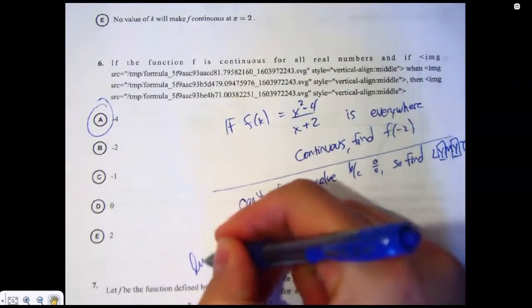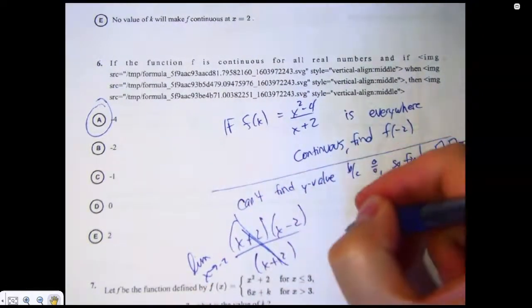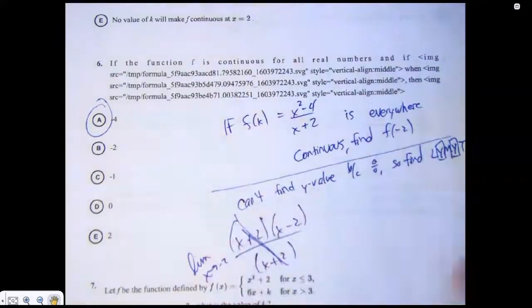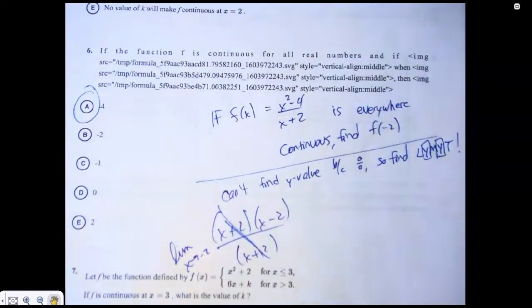So if I find the limit as x approaches negative 2, I can factor the top, and then I can plug negative 2 into what's remaining. And now I can get my answer of negative 4.